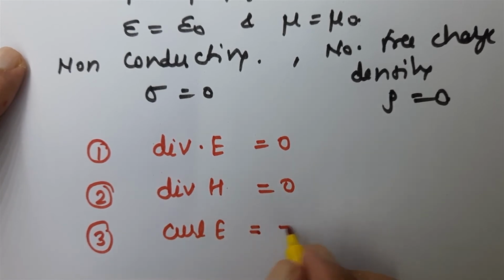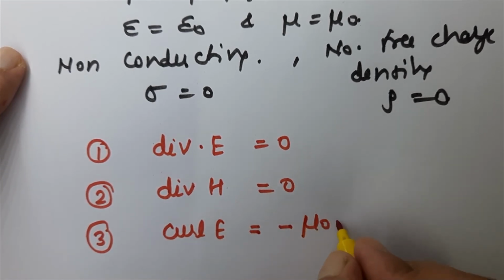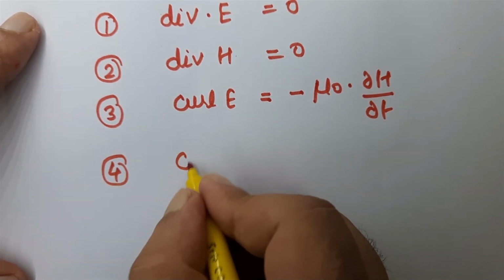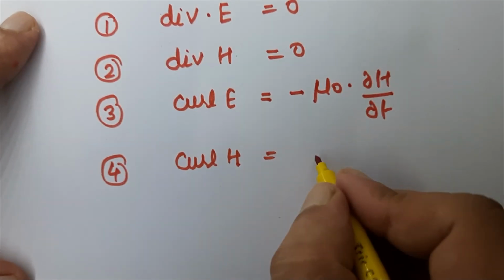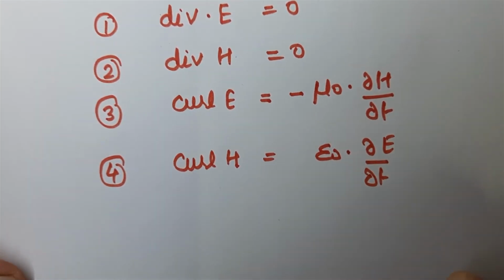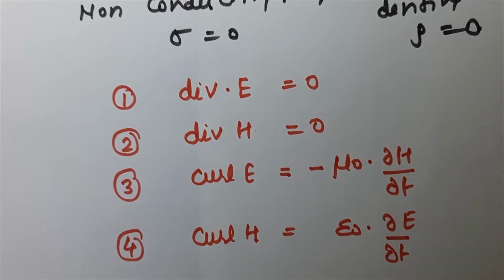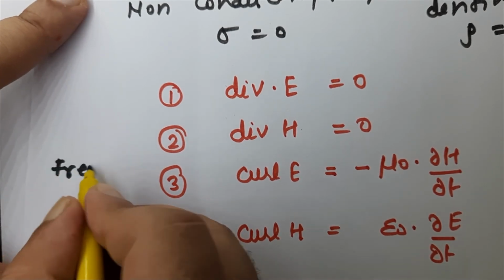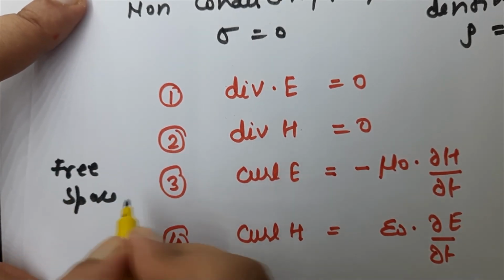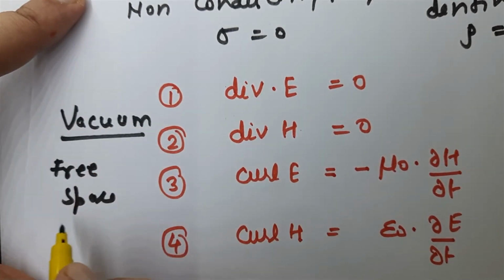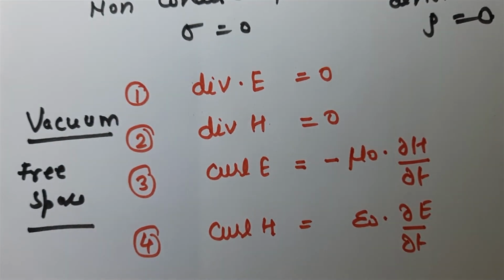curl E is equal to minus mu 0 del H by del t, and the fourth and last equation as curl H is equal to epsilon 0 del E by del t. So these are the 4 set of equations which are there considering free space, or you can say vacuum. So in vacuum, the Maxwell equations are of this form.